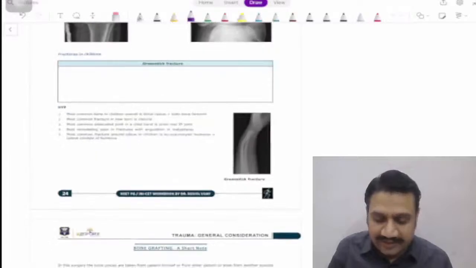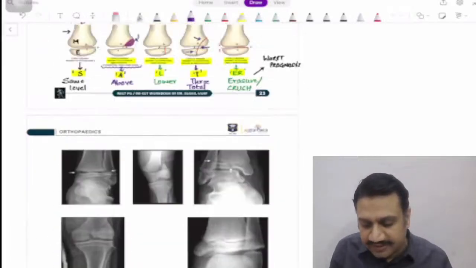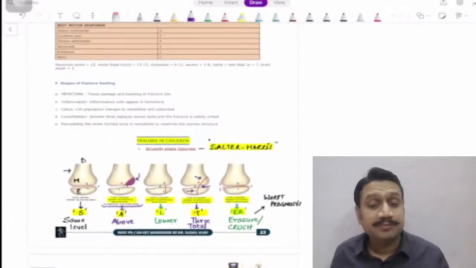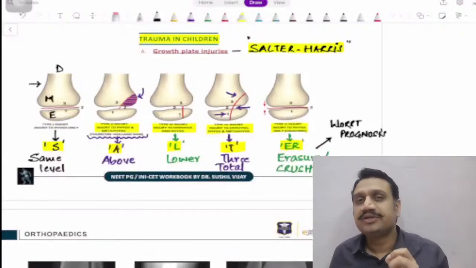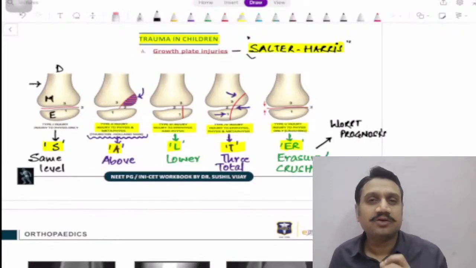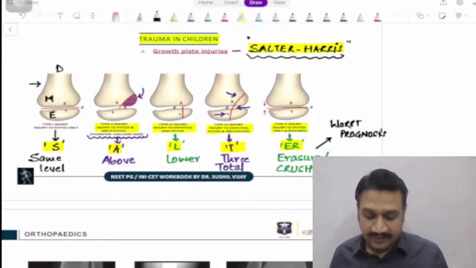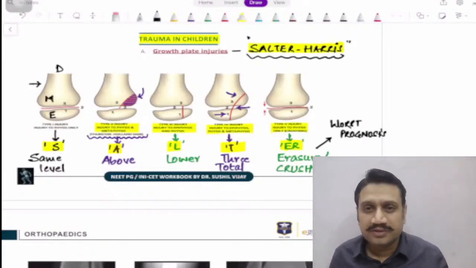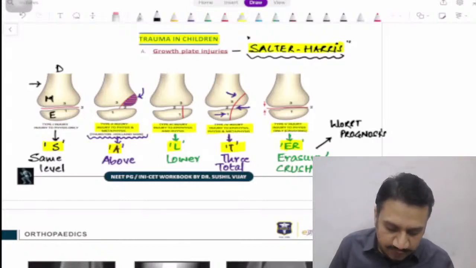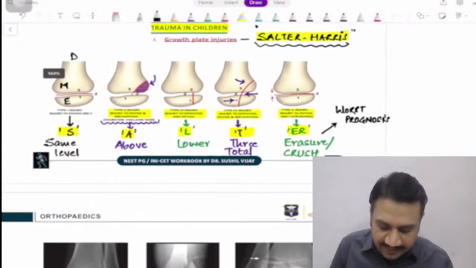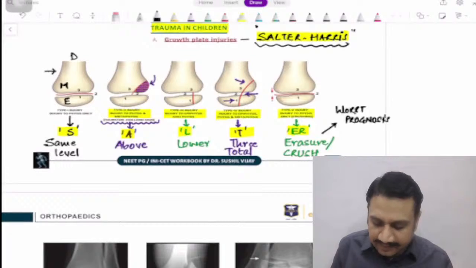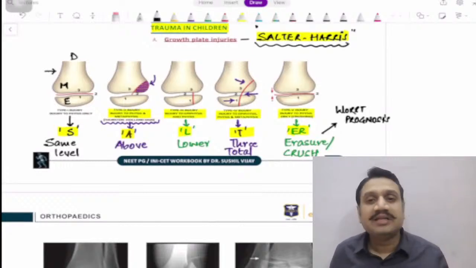So this Salter-Harris injury is for the injury to the growth plate only, and we have discussed that in Salter-Harris injury, the most common layer of the growth plate to get into trauma is always the zone of hypertrophy, right? Now we have got 5 zones of the growth plate: the S, A, L, T, and ER. This can be the mnemonic to remember it.